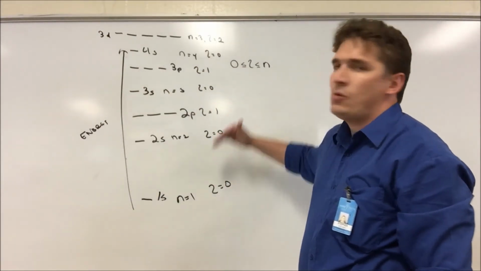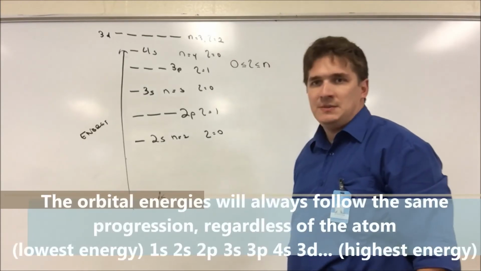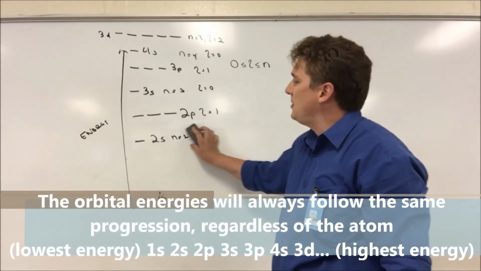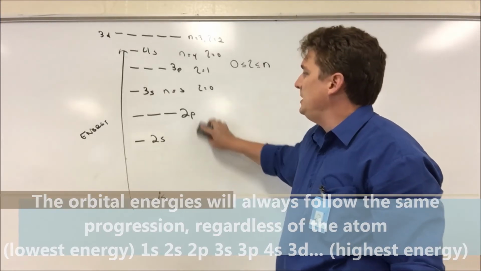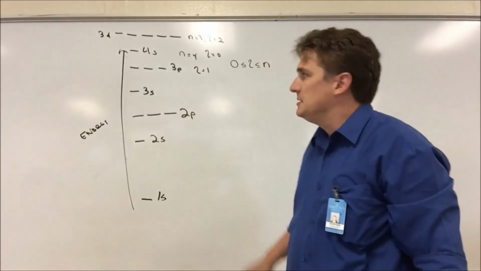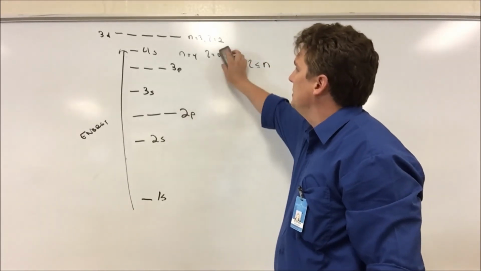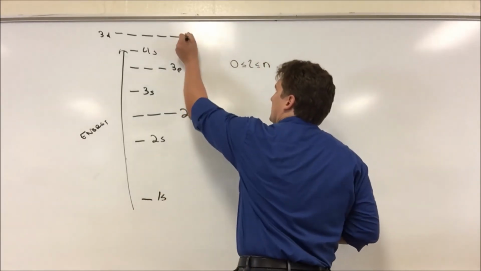So this is how our orbitals are always going to progress. Our 1s is always going to be the lowest in energy. This is going to be followed by our 2s, where we have n equals 2, L equals 0. Then 2p, where n equals 2, L equals 1. Then 3s, 3p, 4s, and finally 3d.